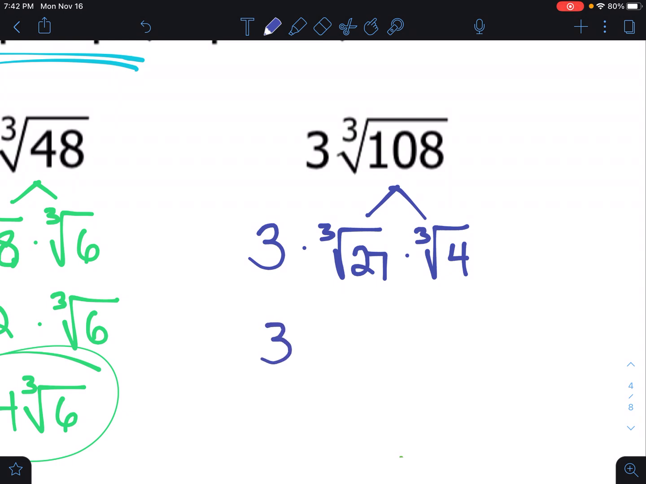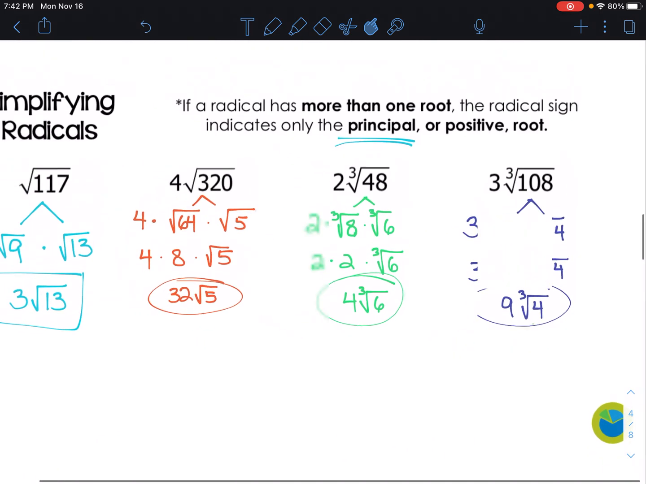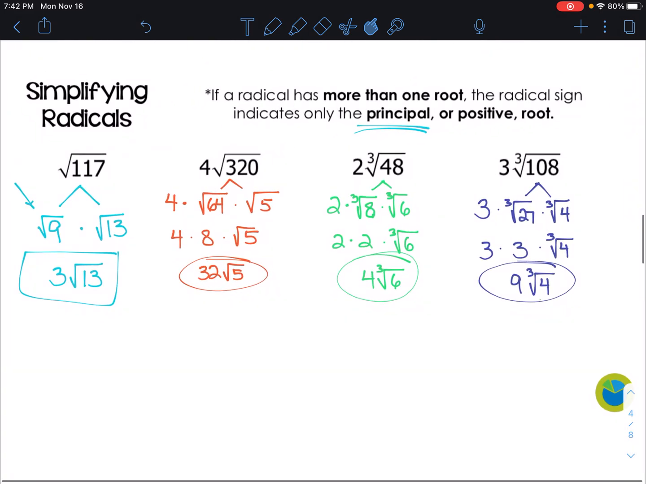So now this is 3 again. It's got to copy that. The cube root of 27 is 3. And then, okay, so this is 9. Okay, so now I have 9 times the cube root of 4. And that's my answer to that. And now you've just simplified some radicals.